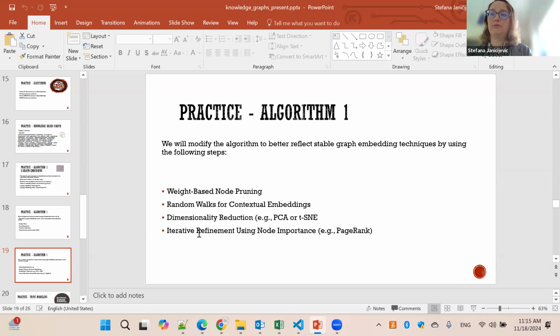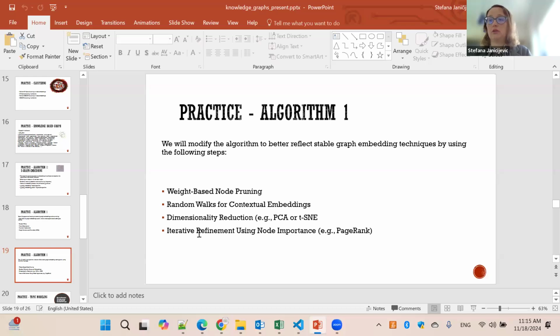So we are modifying one algorithm from the state-of-the-art paper to better reflect stable graph embedding techniques by using the following steps. We did weight-based node pruning, also a procedure from graph theory, pruning, a very famous procedure. Then random walks for contextual embeddings, dimensionality reduction, and iterative refinement using node importance. About weight-based node pruning: instead of randomly popping connected nodes, we can use connected weights to determine which nodes should be kept or removed. We are using a threshold on the weight or other criteria, and keep important connections according to that criteria.